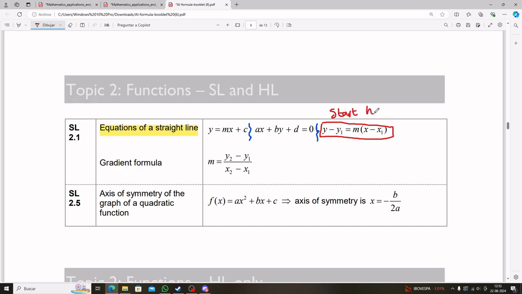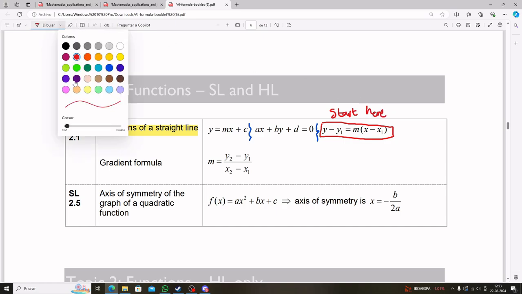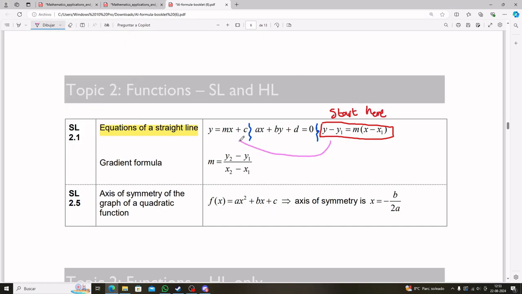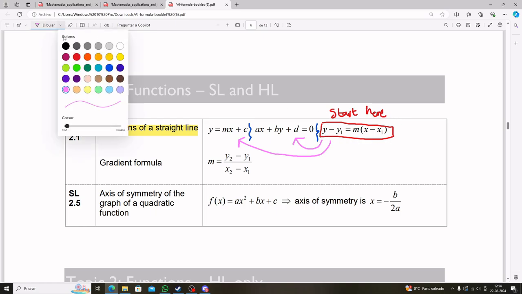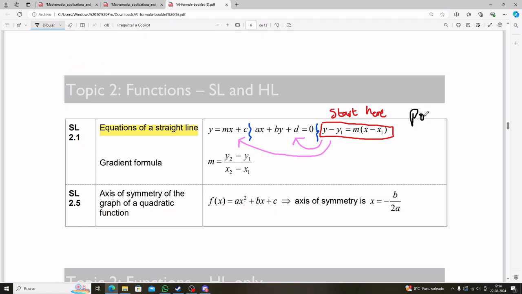Usually you will start here, and from there you can easily reach this, and you can also easily reach that. For creating the equation of a straight line, you usually start with what I have in red, right? What I have in red, you might have heard it as the point slope formula. Why is it the point slope formula?